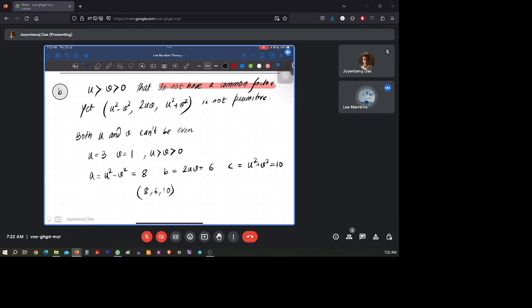So this is not primitive, because the GCD is 2. Yes, these are not primitive, because the GCD is 2. So this is an example. You just have to find one example where the GCD of u and v is 1, but once we construct the Pythagorean triplet, the GCD is 2. So it is no longer a primitive one.